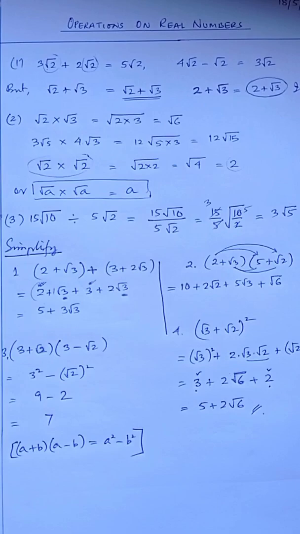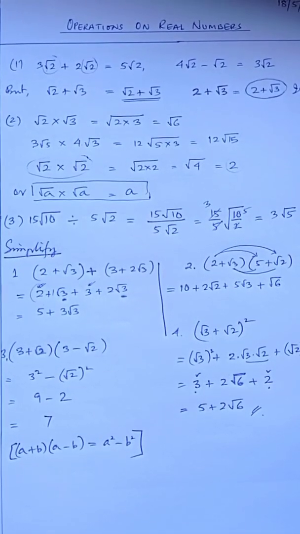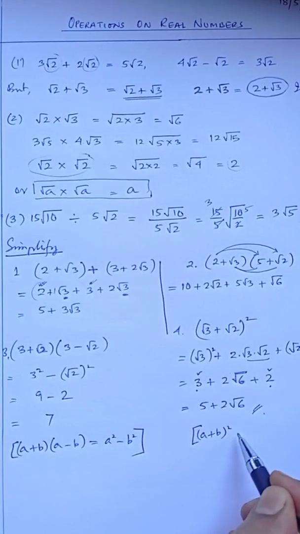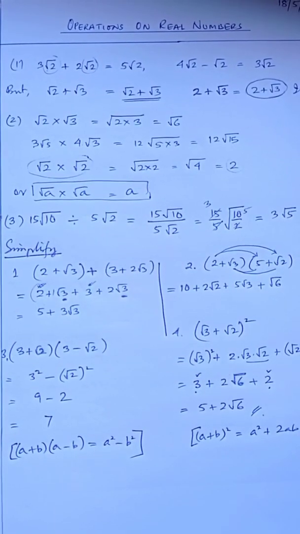So this is how we solve questions related to real numbers. Hope you understand this one. Let me indicate the formula which I've used here. A square plus 2ab plus b square. So if you go through this, you will be able to solve my next assignment without any problem.